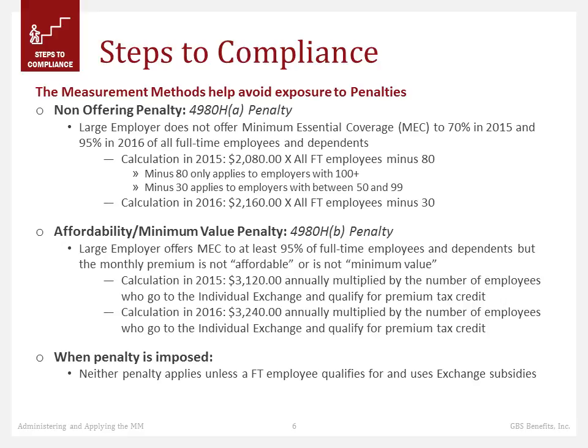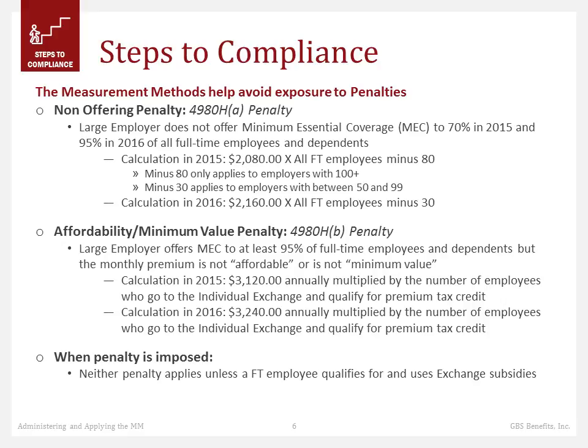The other penalty is referred to as the affordability or minimum value penalty, but technically it's called the 4980H(b) penalty. Now, this penalty applies where you did great on identifying and offering coverage to all your full-time employees, or at least 95% of your full-time employees and their dependents, but what you actually offered to them was not affordable or did not meet minimum value.